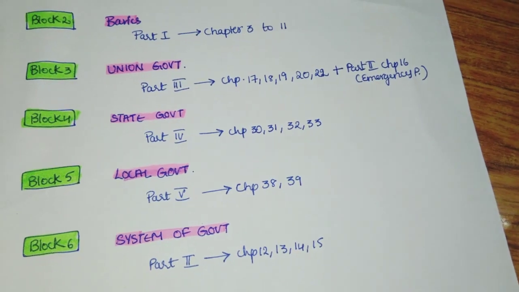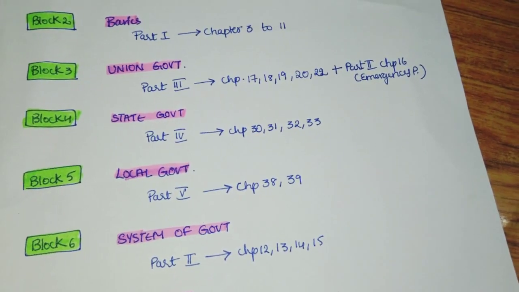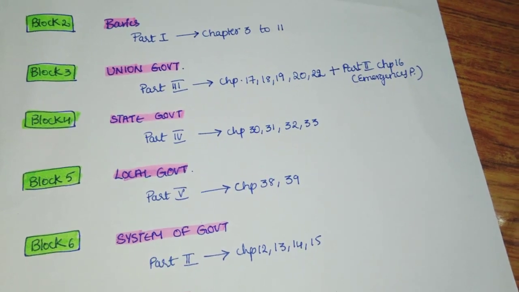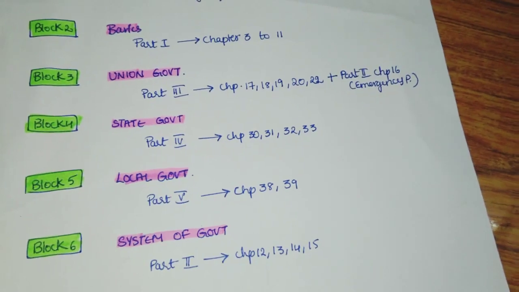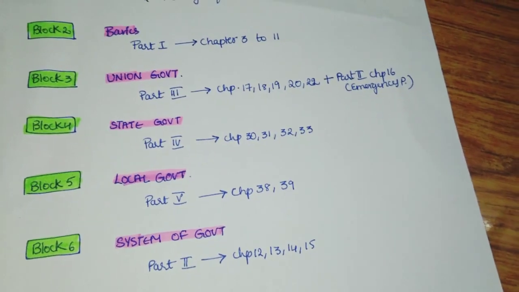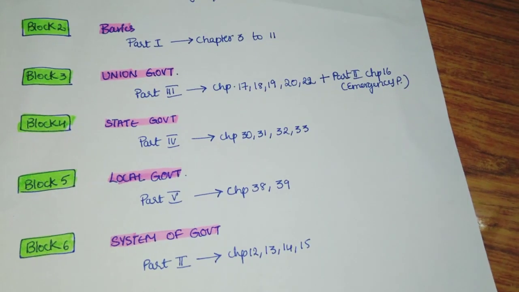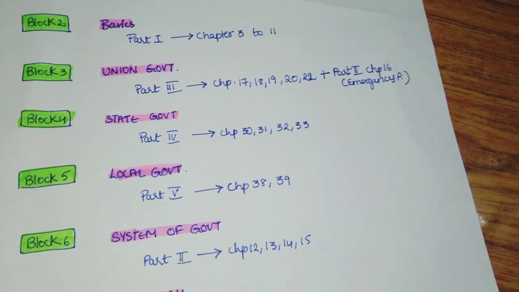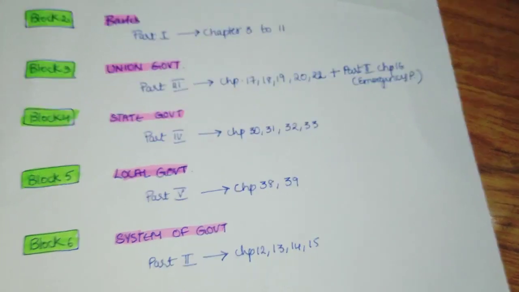Then we have block 4, state government. Here we have chapters 30, 31, 32, 33 in part 4. What you can do here is, after reading the president topic, you can go for the governor topic, so that you can relate things and understand them in a much better manner. Like that you can complete part 3 and part 4.